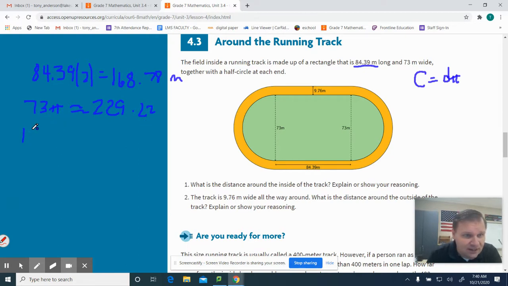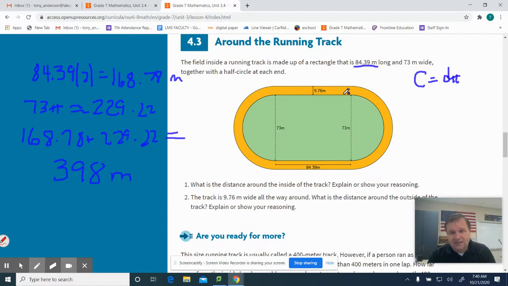So to get my final answer here, I have to add 178 plus the 229.22. Now, when I do that, that gives me a total distance around this park of 398 meters. So we had to find the length of each side.